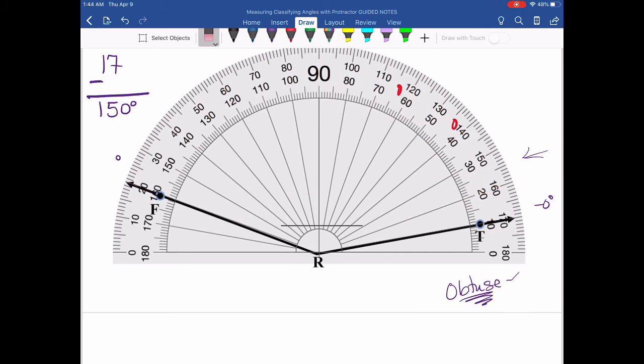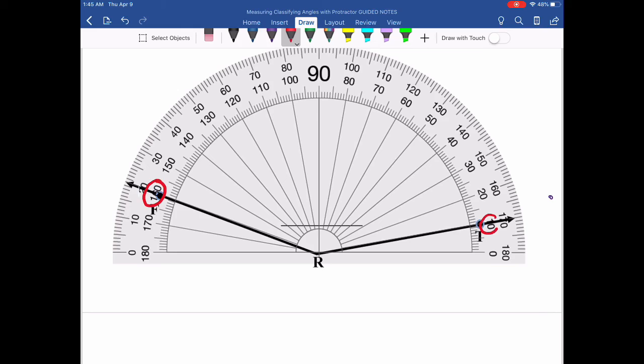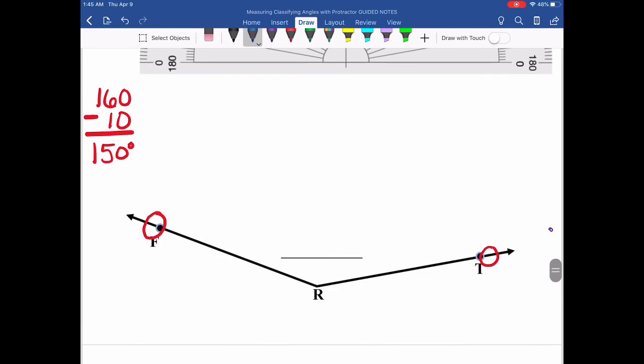And let me just show you that it doesn't matter what numbers we use. For both my examples, I used the top numbers, but let's say we use the bottom numbers. Right here, we have 160, and right here, we have 10. If we take the difference of those numbers, 160 minus 10, we end up with the same result. We get 150 degrees again, which is what we got before. So there's your angle. Your angle is right here.